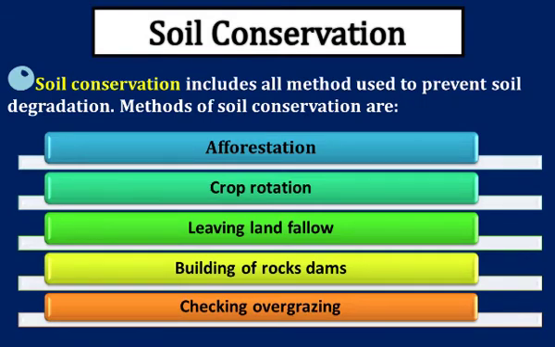Soil conservation includes all the methods used to prevent soil degradation. The involvement of farmers is essential for the conservation of soils. Methods of soil conservation are: first, afforestation, which means planting of trees in large areas. It is a very effective method to prevent soil erosion. This increases the forest cover and it is the best way to conserve soil in dry and coastal regions.